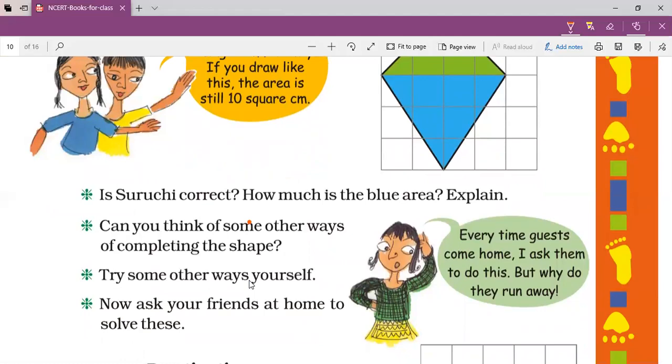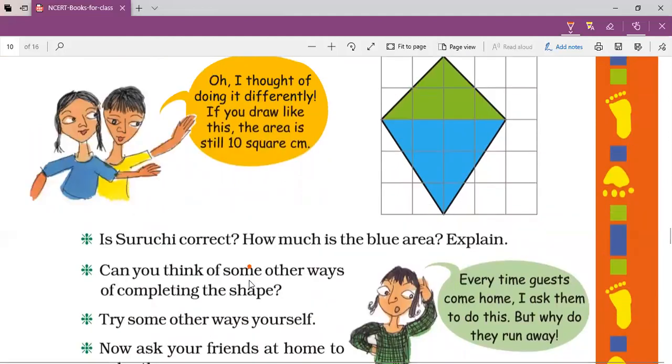Now what the girl is saying: every time guests come home, I ask them to do this, but why do they run away? So what happened when she asked the guests to come home to draw the area like this, two more sides of the shape, and she gave some conditions to them? They don't solve it but try to run away from her. Okay, so jokes apart.